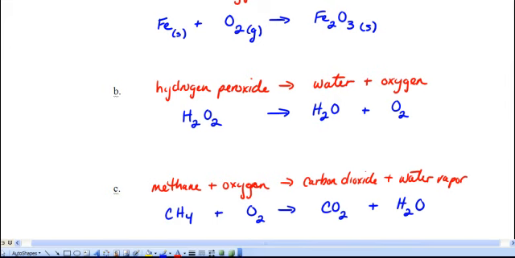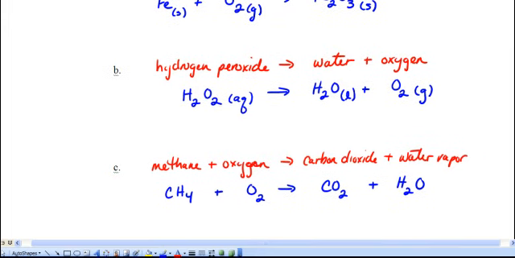In letter B, the hydrogen peroxide is dissolved in water. So when something is dissolved in water, we put AQ behind it for aqueous. The H2O is a liquid, so we're going to put a cursive L in there. Some people just use it as a straight line L. You can do that as well. I prefer to use it as a cursive. And the oxygen here is being evolved as a gas. So we'll put that in as well.